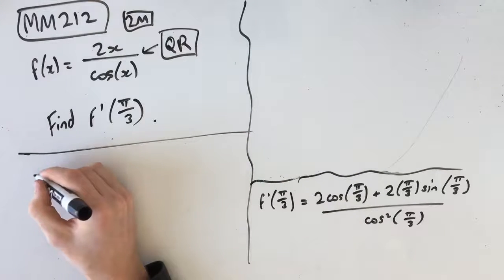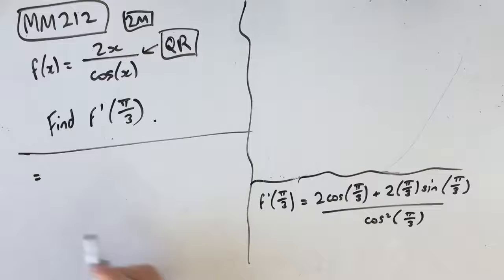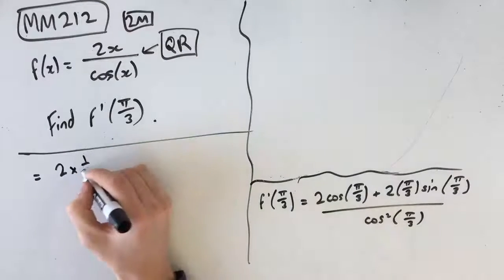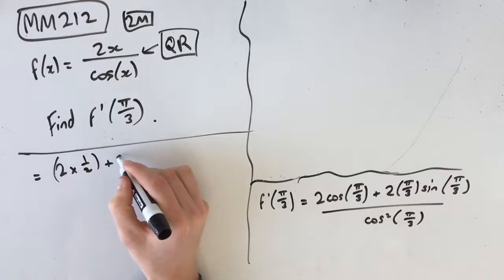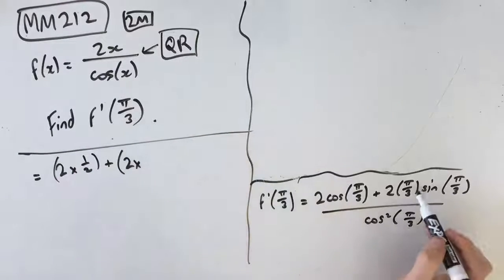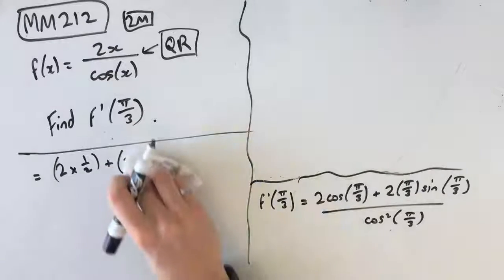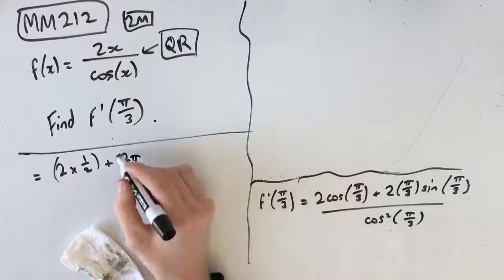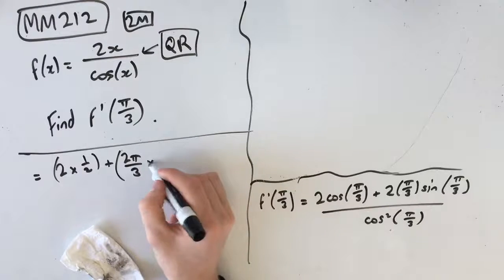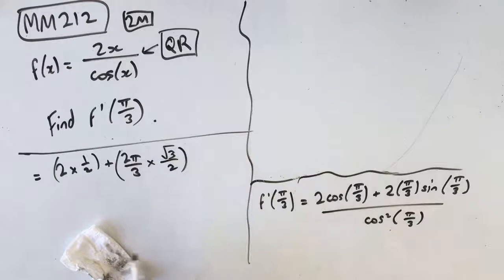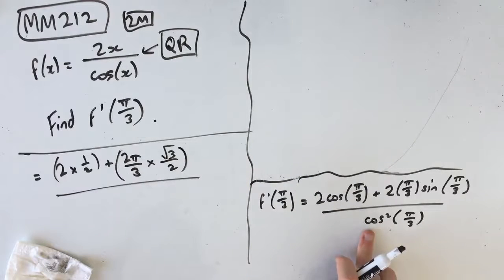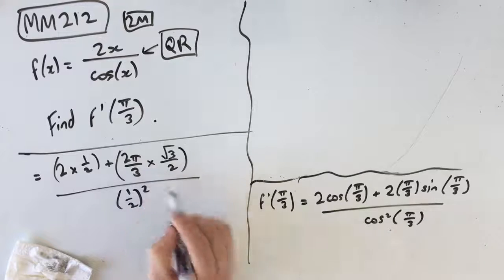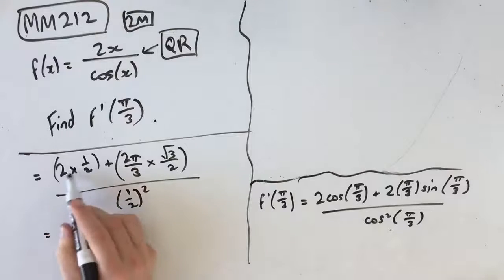Cool. So we're just going to keep evaluating this. So we get 2 times cos of pi on 3, which is 1/2. So 2 times 1/2 plus 2 times pi on 3, which is 2 pi on 3, and sine of pi on 3 is root 3 on 2, over cos squared of pi on 3. Cos of pi on 3 is 1/2, so we get 1/2 squared here. Awesome.